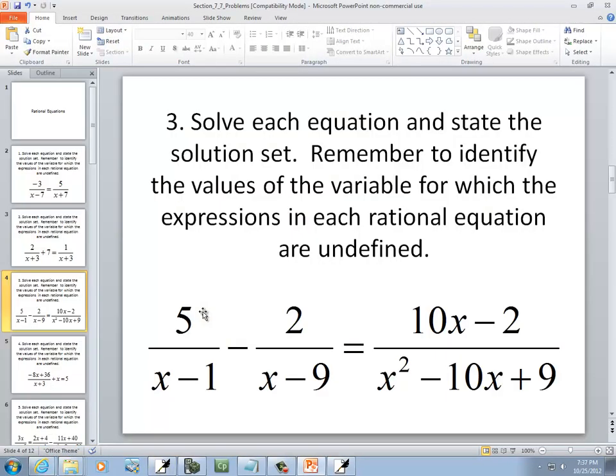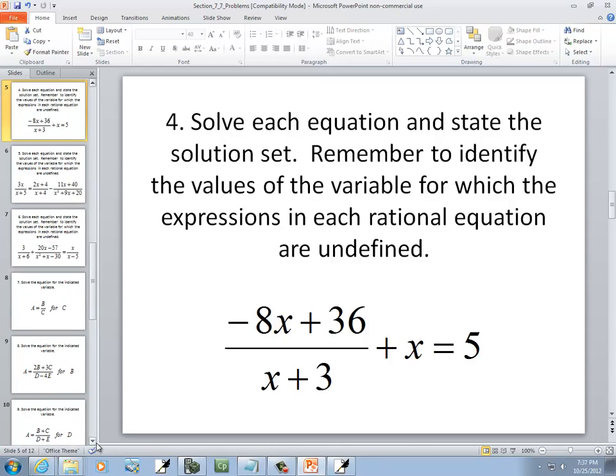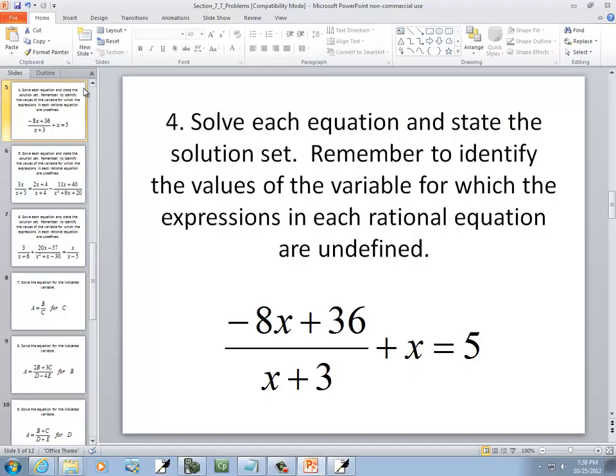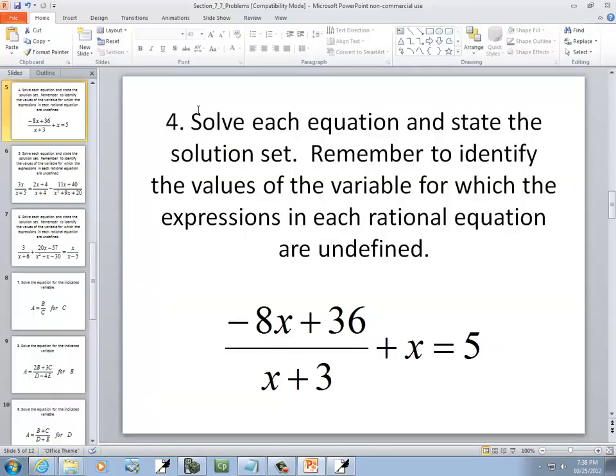And let's look at our next problem. Okay, we got negative 8x plus 36 over x plus 3 plus x equals 5.